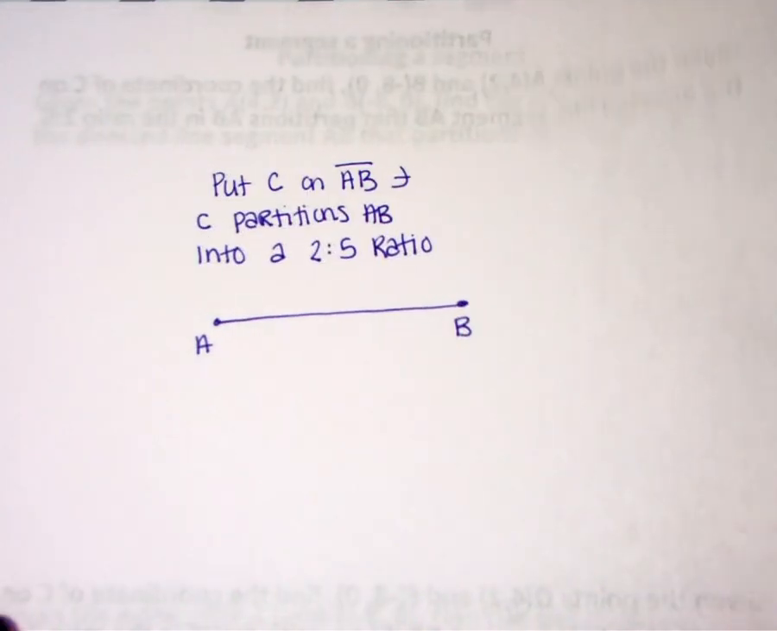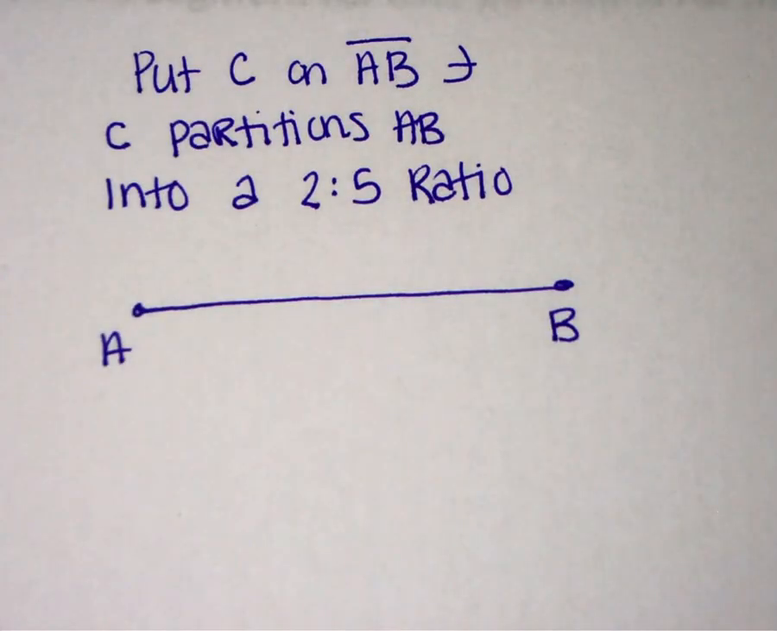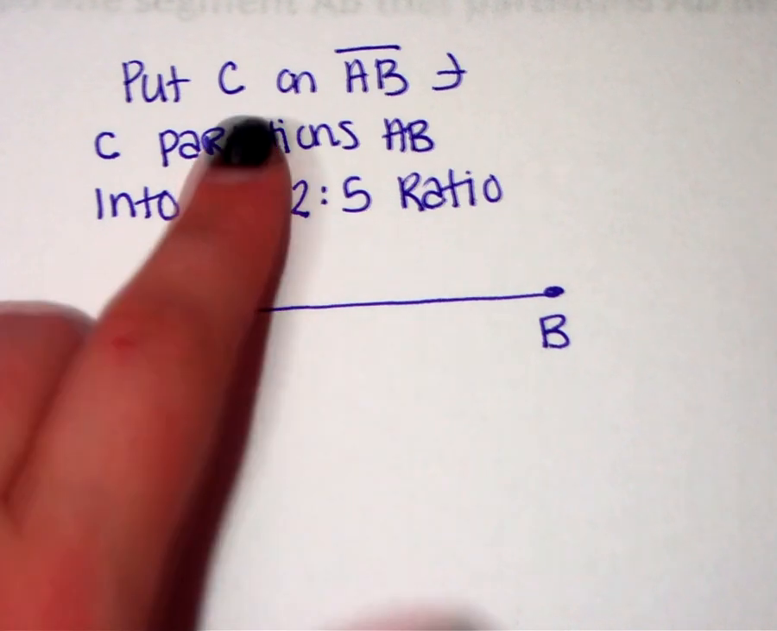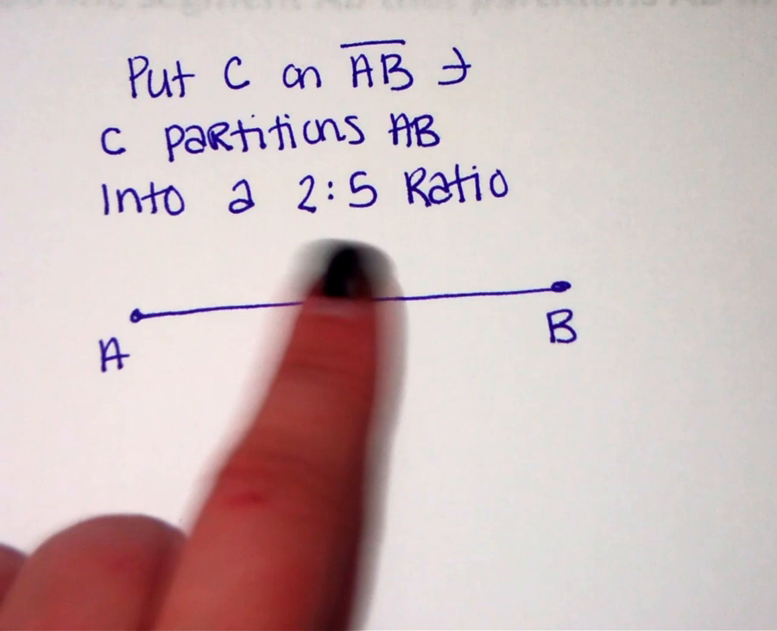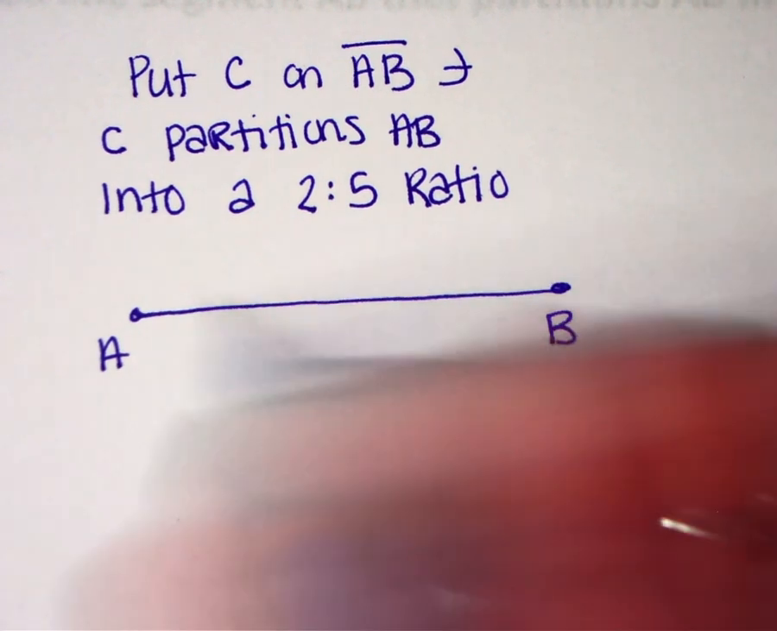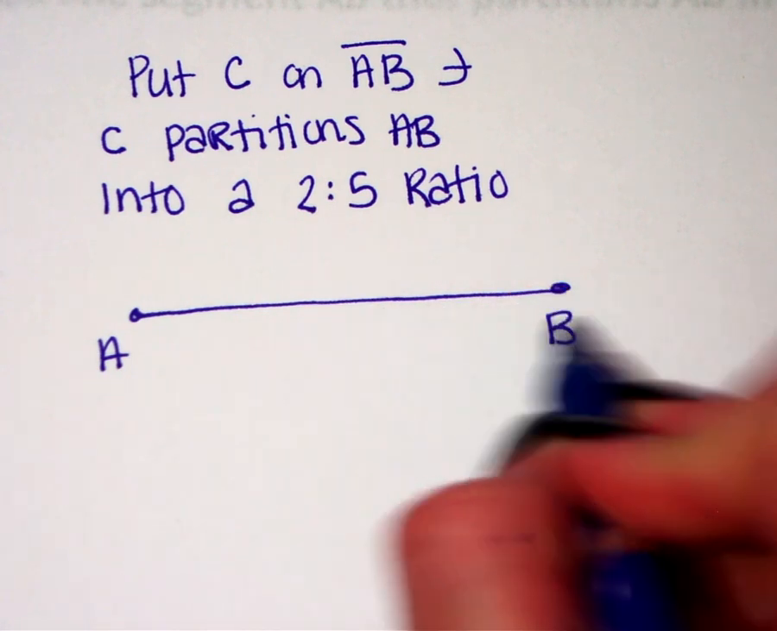So partitioning means to break into pieces. So what I've gone ahead and done is I've taken the first part of the problem and drawn it on the board. Basically, the goal of this is to put point C on a location of AB such that C partitions AB in a 2:5 ratio. So 2:5 ratio means for every 2 sections, there is also a section of 5 over here.